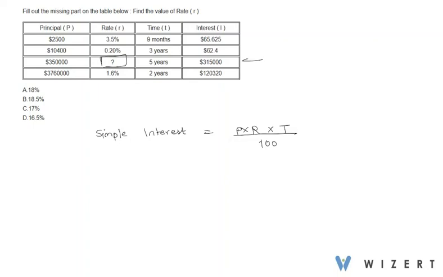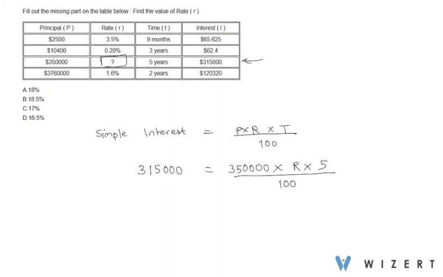Interest is given as 3,15,000. Principal is given as, not 35 lakh, 3,50,000. Rate is to be calculated. Time is given as 5 years.